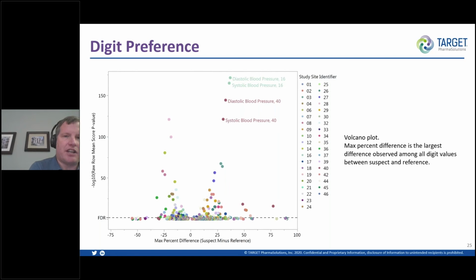So the main idea of the volcano plot is that we're summarizing statistical significance on the y-axis, excuse me, and clinical significance on the x-axis. And points that have large statistical and clinical significance will go to the upper left or right corner. So you can see here I've highlighted 2 sites based on their systolic and diastolic blood pressure.